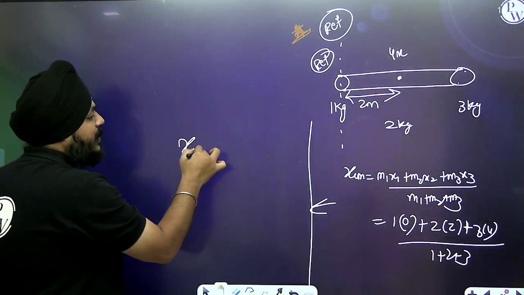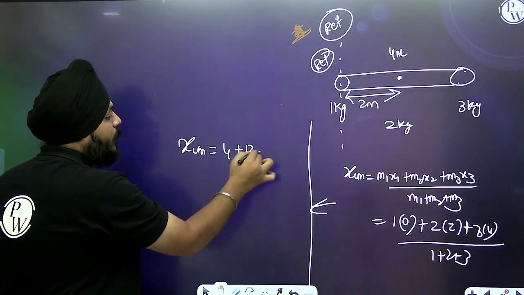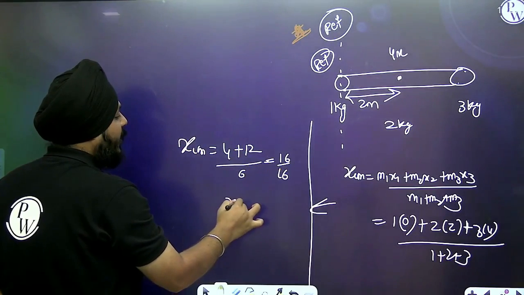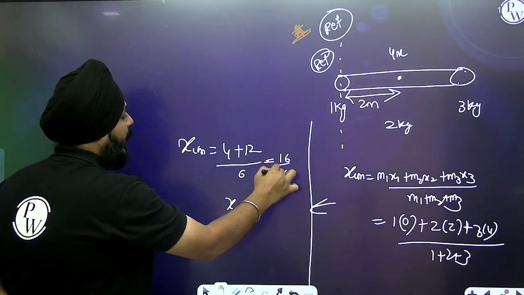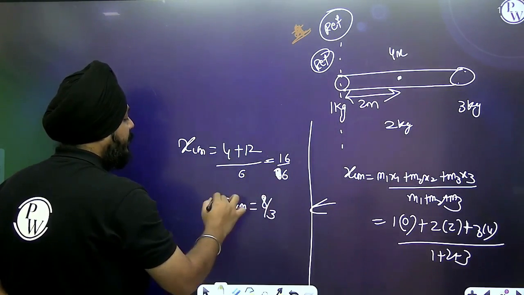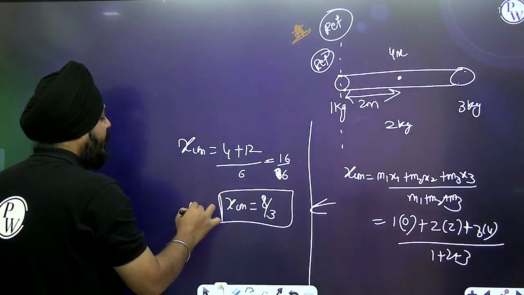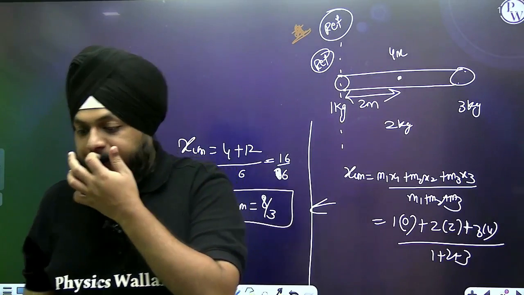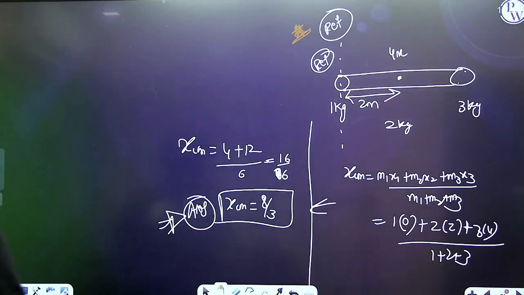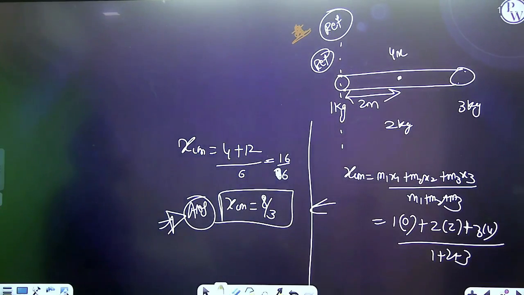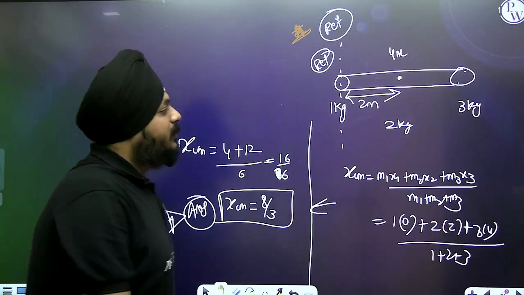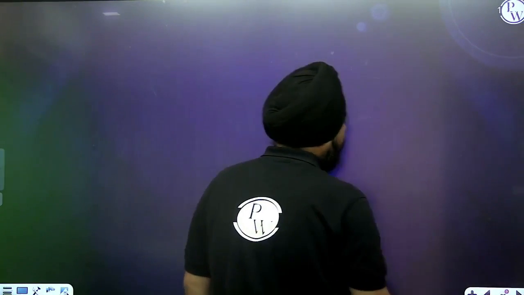So the x center of mass is going to be 4 plus 12, whole divided by 6, that is 16 by 6. X center of mass is 8 by 3. This is the correct answer for this specific question. So this is how the center of mass is calculated for combined bodies. Now let's move on to the next example.